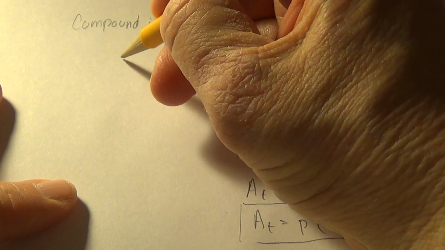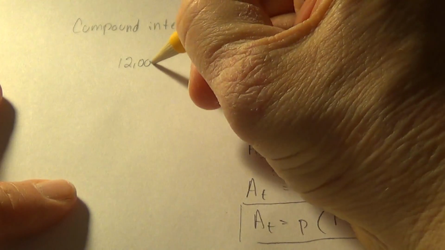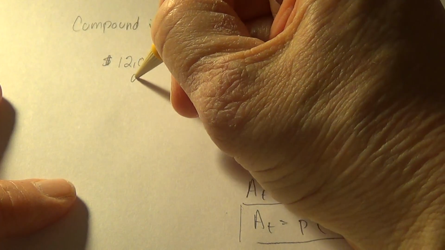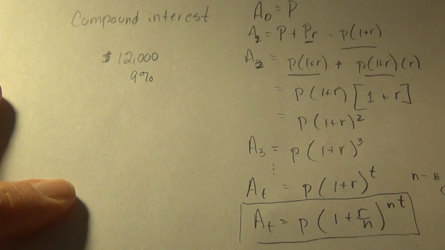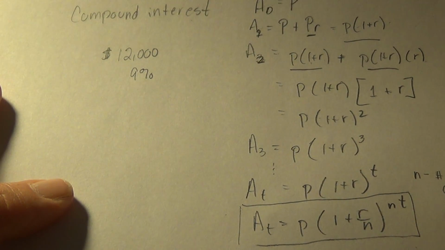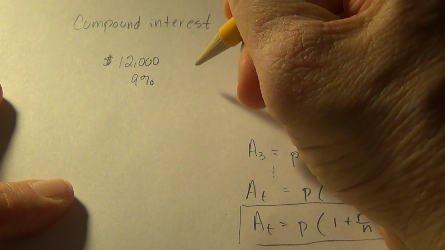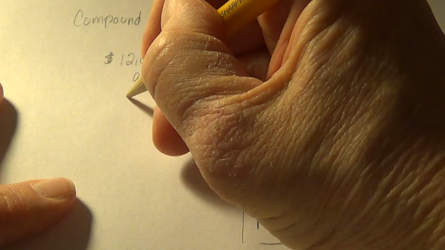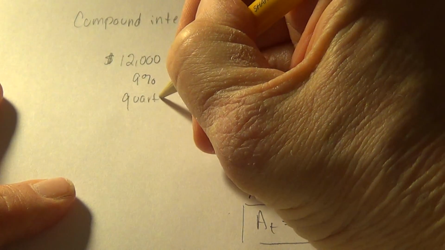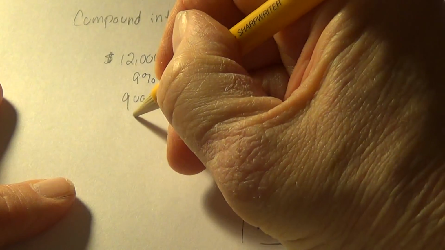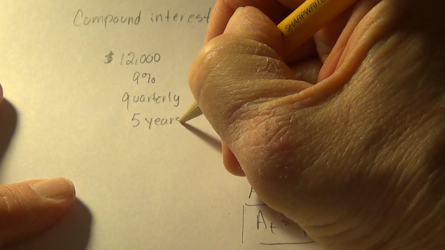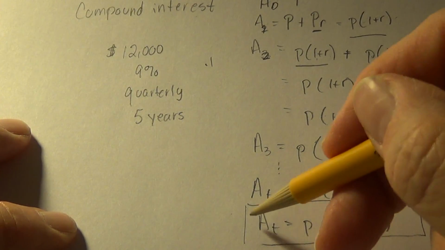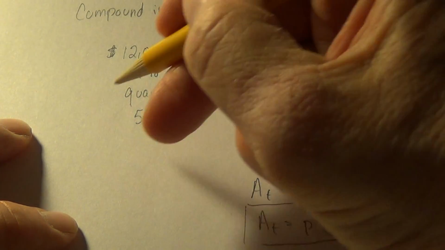Say I have $12,000. And I'm going to put it in a 9% interest-bearing account, which is unheard of. Now they're about 0.1, something like that. I'm going to have it compounded quarterly, and I'm going to keep it in there for 5 years. So how much will I have? So I'm going to take this formula and put in the numbers.